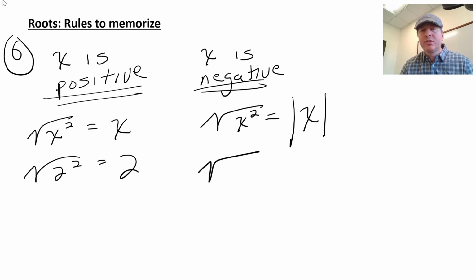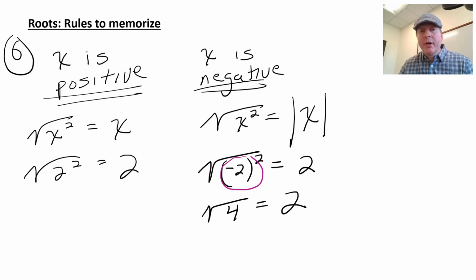So for example, if x is negative, suppose negative 2, squared. What's the square root of negative 2 squared? That is positive 2. We said earlier, if you have a number underneath the square root symbol, the result is the positive root. That's the same thing as the square root of positive 4, which is positive 2. So the square root of negative 2 squared is not negative 2, it's positive 2.